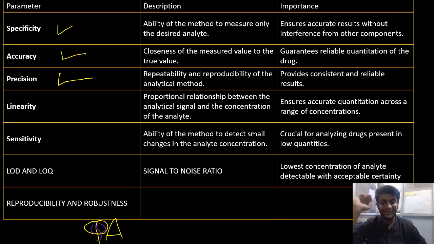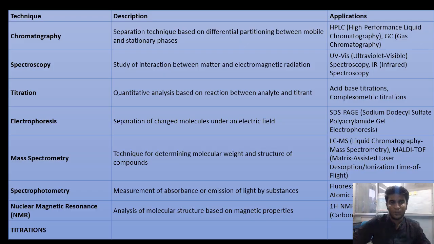Then we have linearity, where a linear regression curve is plotted. Sensitivity, then we have LOD, limit of detection, and limit of quantification, where a signal to noise ratio of 3:1 and 10:1 is to be maintained. Then repeatability, robustness, ruggedness. When we talk about the United States Pharmacopoeia, these are important parameters.